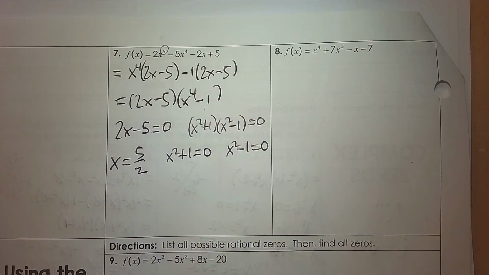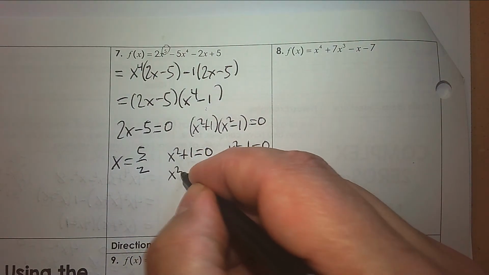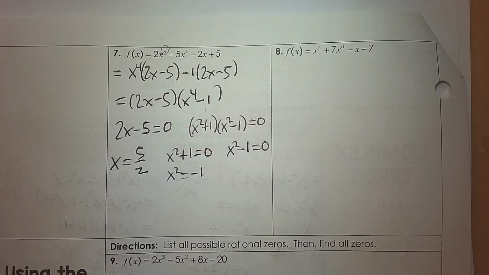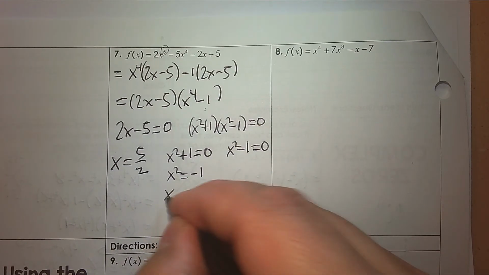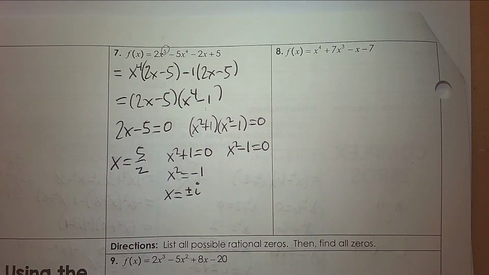Yeah, because if you square any number and add 1, it could never equal 0, right? It can only be imaginary. So how would I solve it then? What would I do first? You subtract 1. And then? It's i, and it's positive and negative i, right? Because the square root of negative 1 is i.